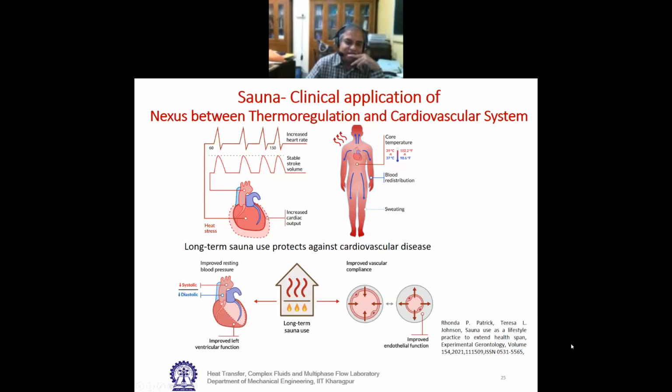So it has been seen that if somebody takes a sauna bath very regularly, tested over different groups of people, then the risk of heart attack reduces by 30 to 35%, and the longevity or lifespan increases. So this shows a very direct relationship between your thermoregulation and cardiovascular system. Okay, with this, I would like to end my talk.